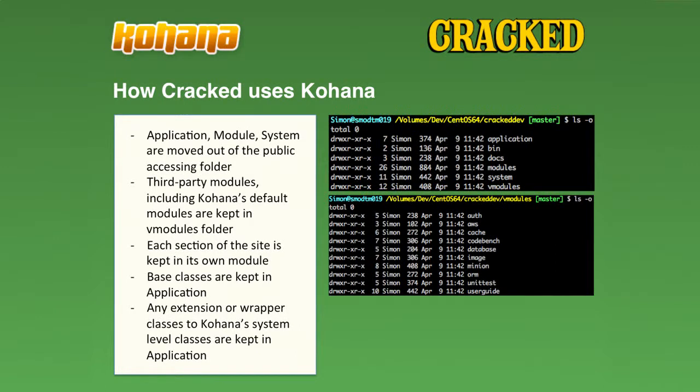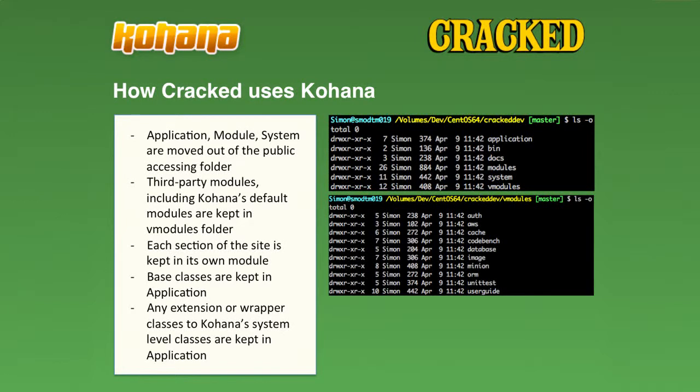We also moved all the third-party modules, including Kohana's default modules, into a vModules folder, meaning vendor modules. This is what the folder structure looks like on our site. We have the docroot folder, which contains index.php, but application, module, system and vModules are kept outside of the docroot. The reason we moved all the Kohana modules into vModules is that we want to implement our own modules, and we don't want to end up looking at a directory with everything mixed up. So it's for the sake of folder structure, making it readable.